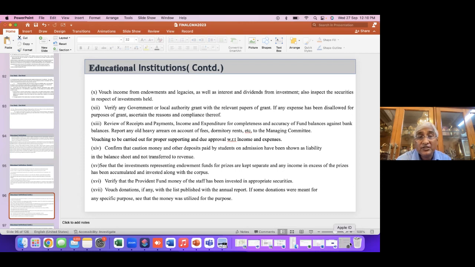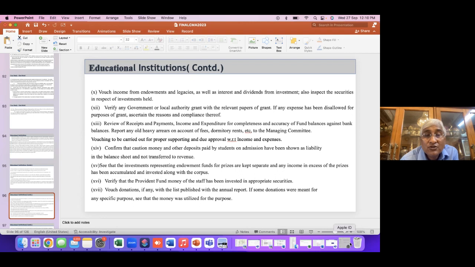Verify any government or local authority grant with the relevant papers of grant. If any expense has been disallowed for the purpose of grant, ascertain the reasons and compliance thereof. Review of recipient payments, income and expenditure for completeness and accuracy. Confirm the caution money and other deposits paid by students at admission have been shown as liability.